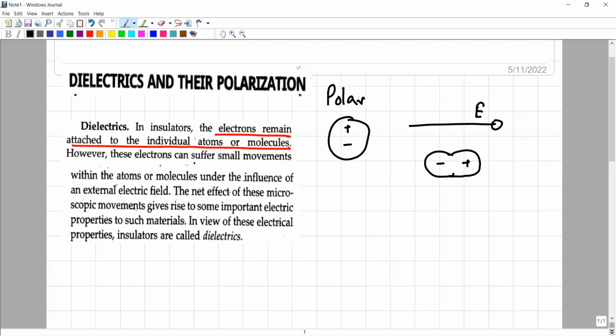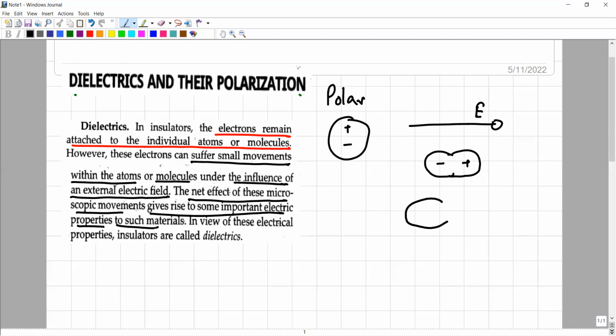So they can suffer a small movement within the atom or molecule under the influence of an external electric field. The net effect of these microscopic movements gives rise to some important electrical property in such material. Every atom or molecule will not have similar behavior. In some molecules the positive and negative charge will separate a lot of distance like this. In some it will not separate a lot.